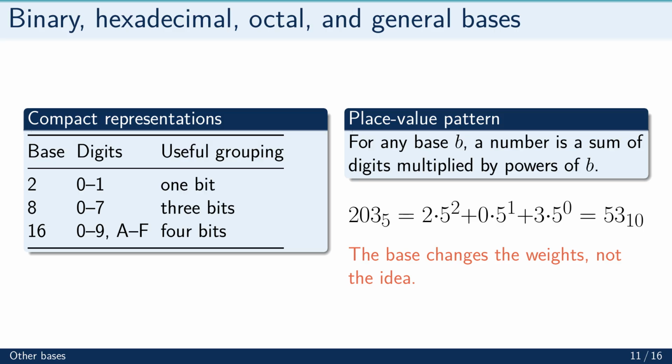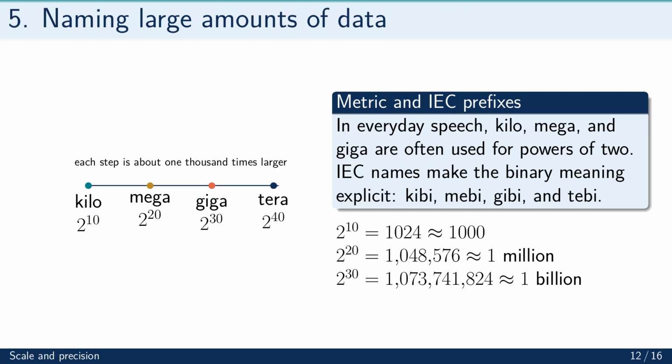Number bases are different ways of naming the same underlying quantities. As computer systems grew, people needed convenient names for very large quantities of bits and bytes. The slide shows powers of 2 that roughly correspond to kilo, mega, giga, and tera. The approximation comes from the fact that 2 to the 10th power is 1024, which is close to 1000.